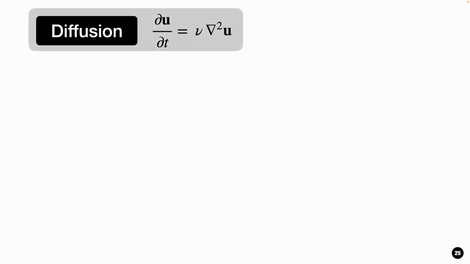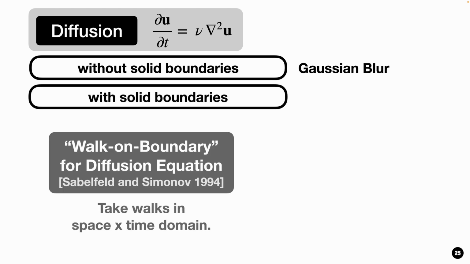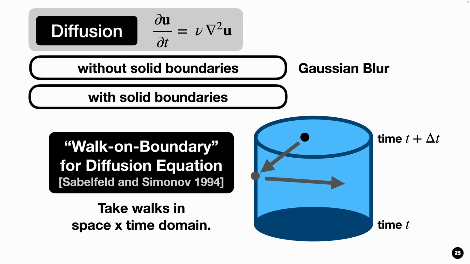For the diffusion step, we similarly consider the case without solid boundaries first. In this case, we can solve the diffusion equation by applying a component-wise Gaussian blur to the input velocity field, and we can use Monte Carlo to evaluate this. When we do have solid boundaries, we use the Walk on Boundary method. The diffusion equation is time-dependent, so instead of taking walks only on the spatial boundary, we need to take walks on the space-time domain. This diffusion step supports pointwise estimations too, and we discuss the details in the paper.